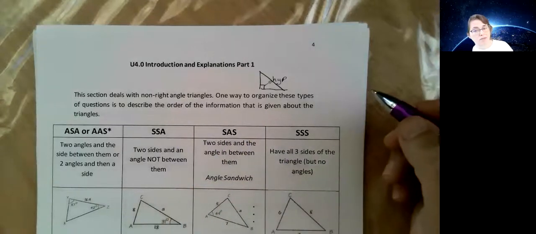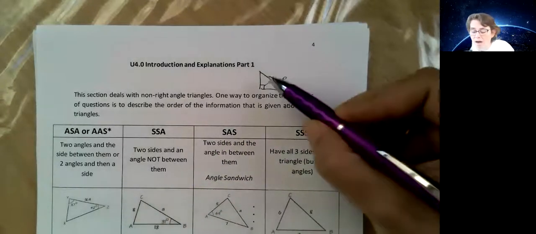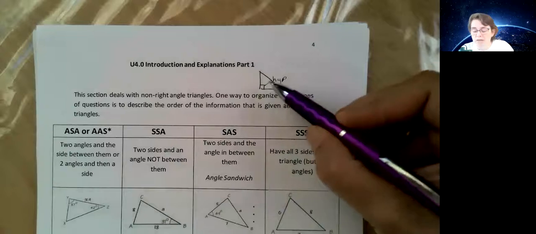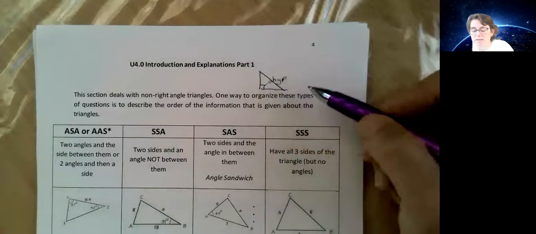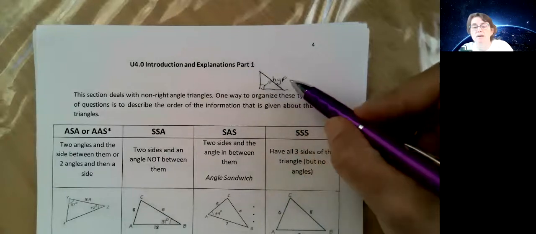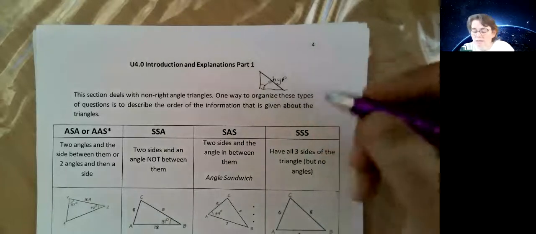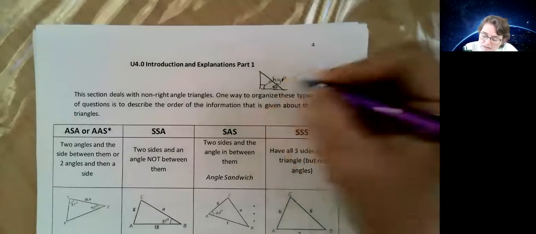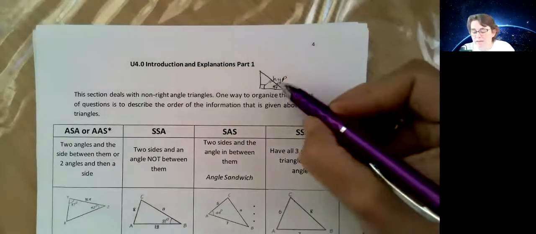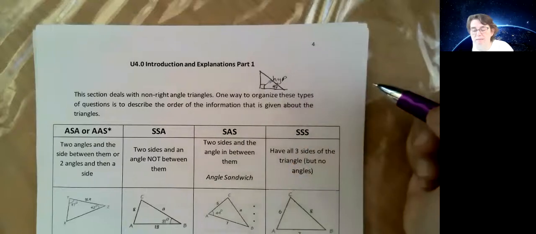Because with the right angle triangle, it was pretty sweet. All you had to do is there was your right angle triangle. We knew that the side opposite the 90 degree angle was the hypotenuse. And depending on what you were doing, either these two sides were legs, or if you had a specific angle you were working with, then this would be the adjacent and this is the opposite.